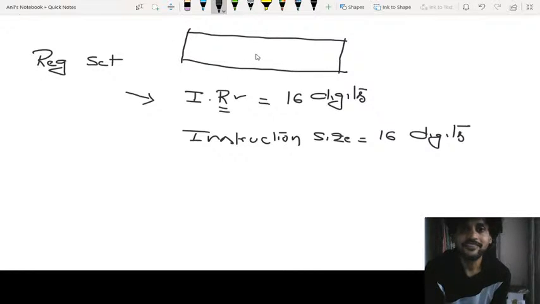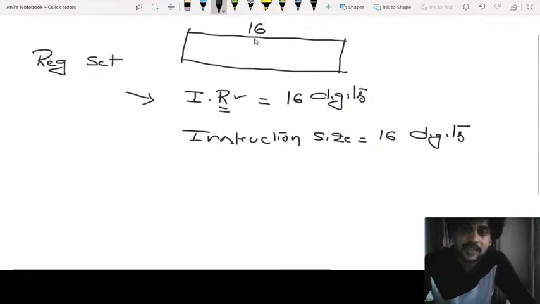Okay, let us assume that this is my instruction register, which is equal to 16 bits. Now the instruction register will get divided into two primary fields. Take any architecture, when it comes to the instruction, it is divided into two fields. One field is called the Opcode field. I'll label it as OPC.